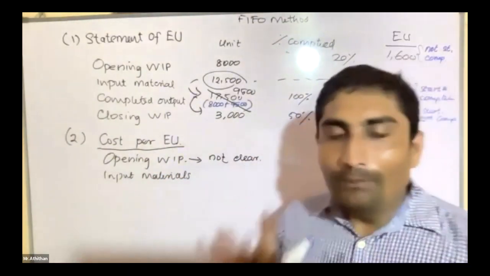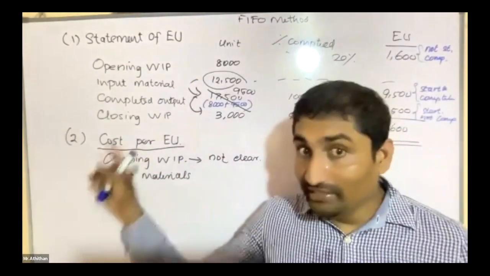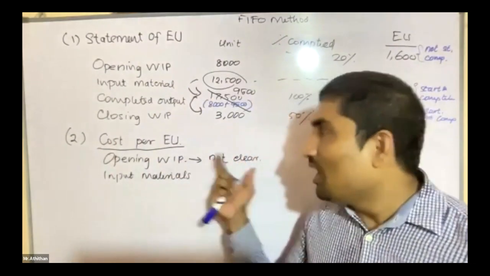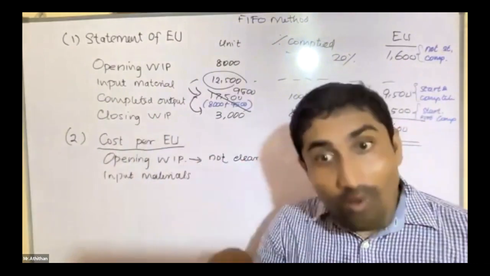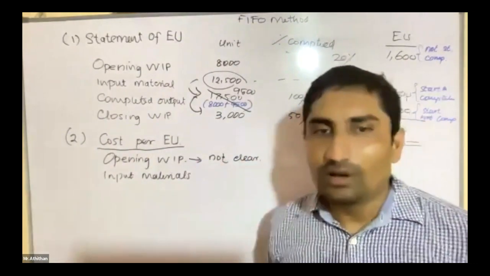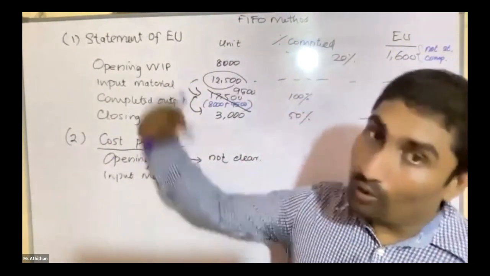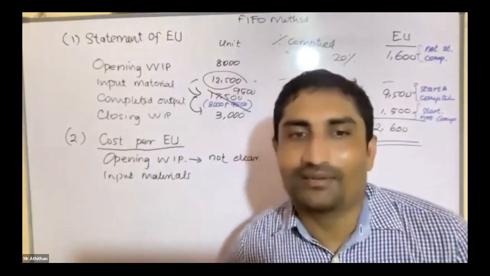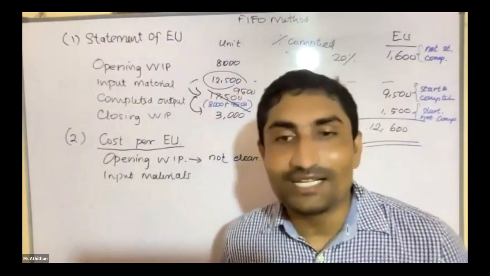Opening WIP, we don't know the cost for this month. We are not sure how much cost is incurred this month for the opening WIP. Opening WIP already completed cost we know. We know how much was already completed, but we don't know how much was completed this time.